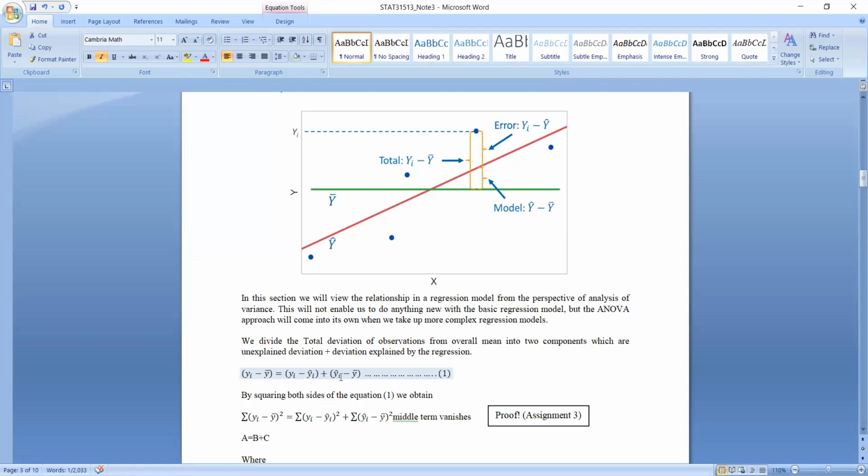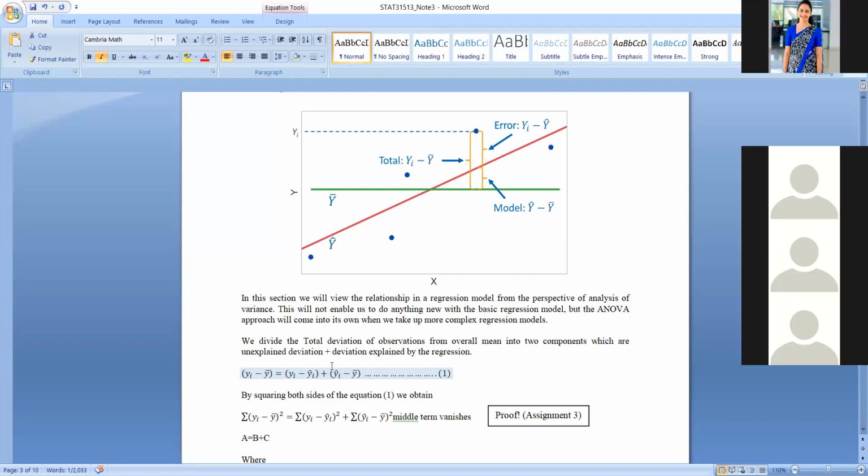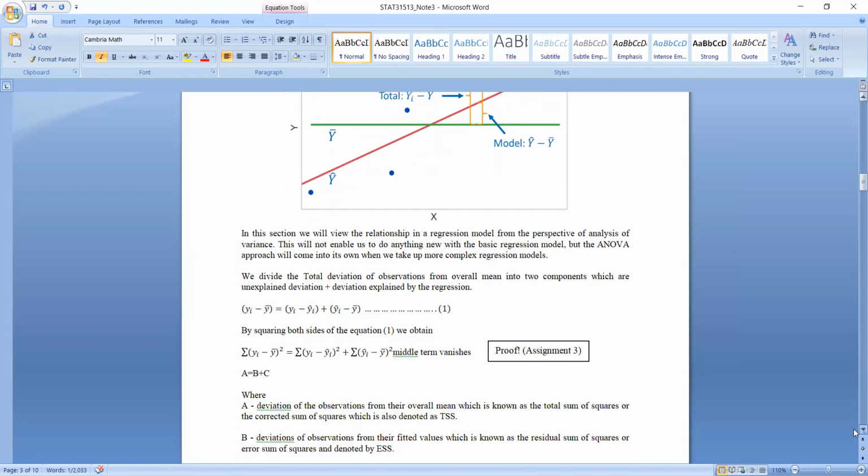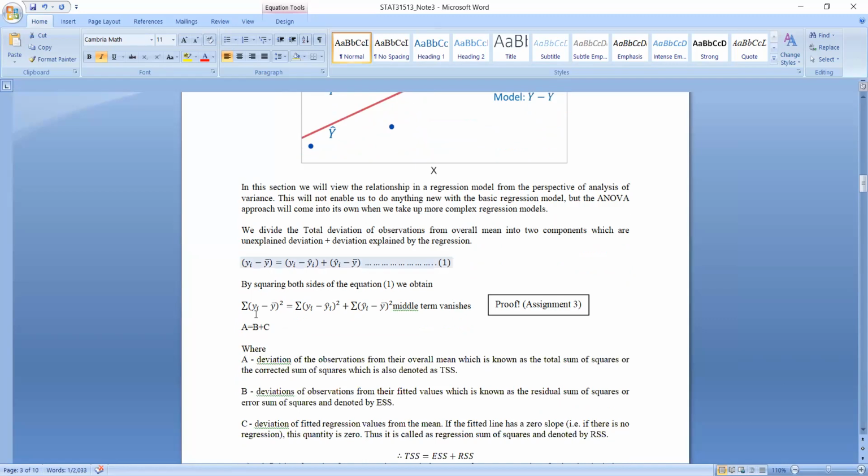But we can prove that if you take the product of these 2 terms and take the summation, that summation adds up to 0. So we can omit the middle term. We will prove it later on. So we are left with these 3 terms.